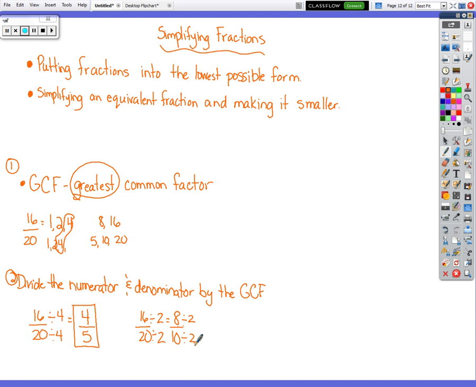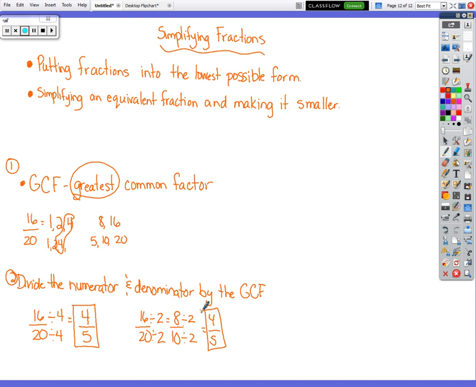So I'm going to go again. 8 divided by 2 is 4. 10 divided by 2 is 5. And there we go with the 4/5 again. So even if you just pick out a common factor, it works. You just have an extra step. When you pick out the greatest common factor, you're able to do it in just one step. Okay, so that is how you simplify.